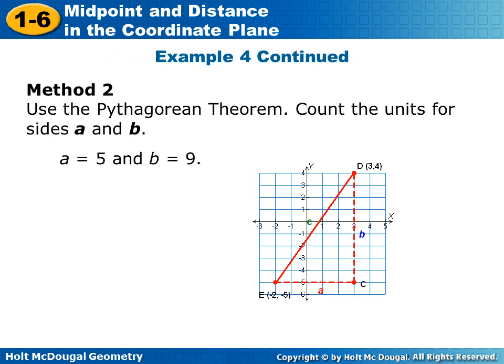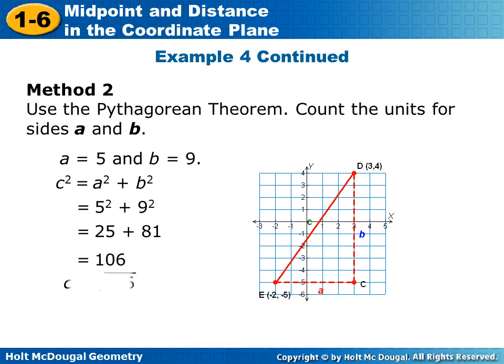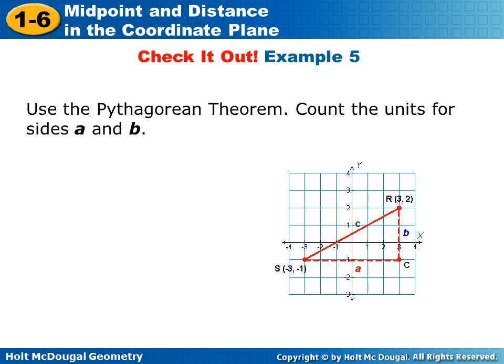So now we can use the Pythagorean theorem to go ahead and calculate it. So A is 5, B is 9, so we do 5 squared plus 9 squared, 25 plus 81, which is 106. Take the square root of both sides to solve, and we find that C is equal to the square root of 106, and if we put that in a calculator, we get approximately 10.3. So a lot of students find this much easier to remember than remembering the distance formula, because the distance formula is a lot to memorize.